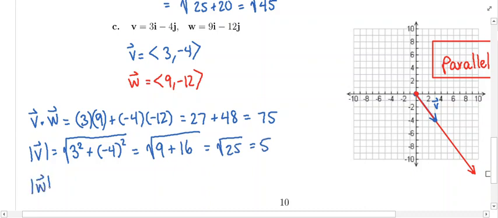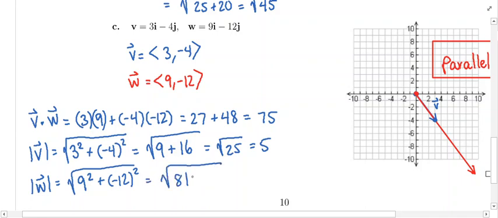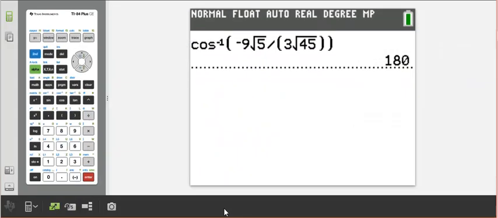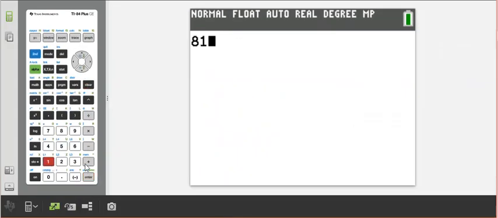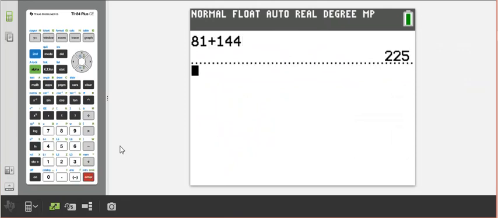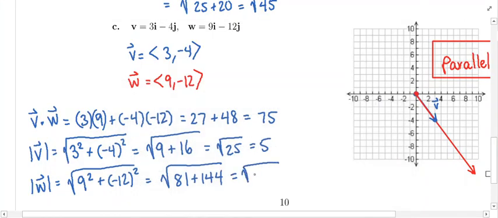Do the same thing for W. We need to square the components, so we're going to get 9 squared and negative 12 squared, add that up, and take the square root. So we're going to get the square root of 81 plus 144. Let's see what that gives us: 81 plus 144 is 225, and the square root of 225 is 15. So the magnitude of vector W is going to be 15.